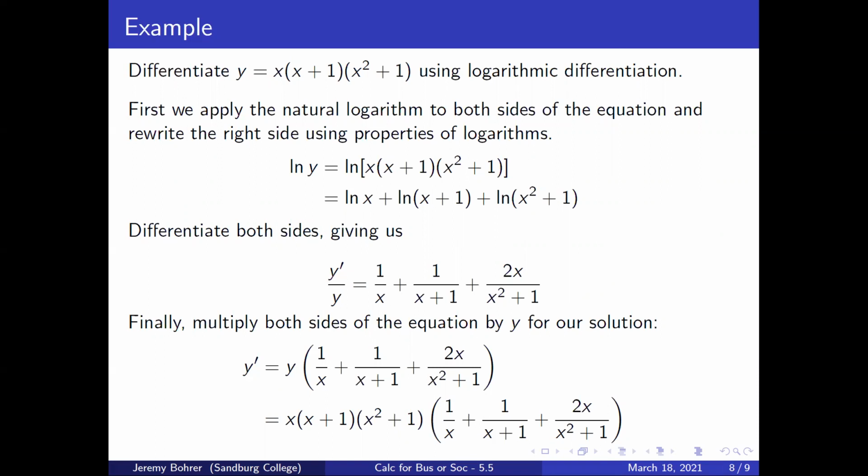Y prime equals y times 1 over x plus 1 over x plus 1 plus 2x over x squared plus 1. But since y is equal to x times x plus 1 times x squared plus 1, that gives us y prime equals x times x plus 1 times x squared plus 1 times 1 over x plus 1 over x plus 1 plus 2 over x squared plus 1.